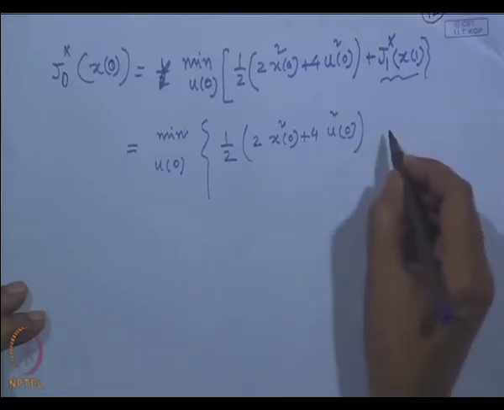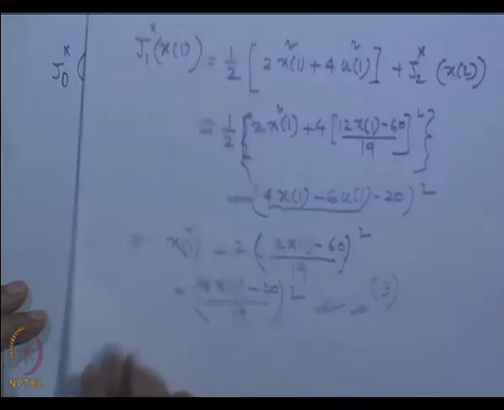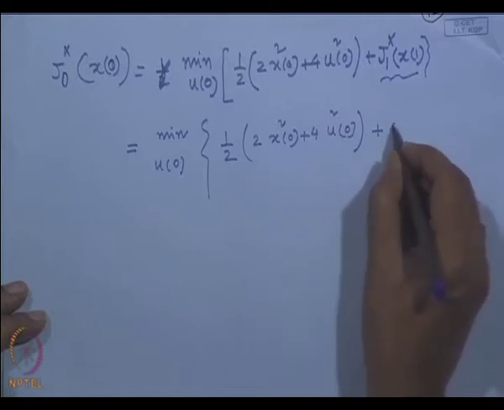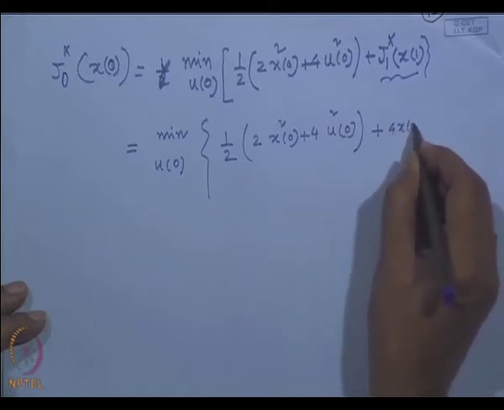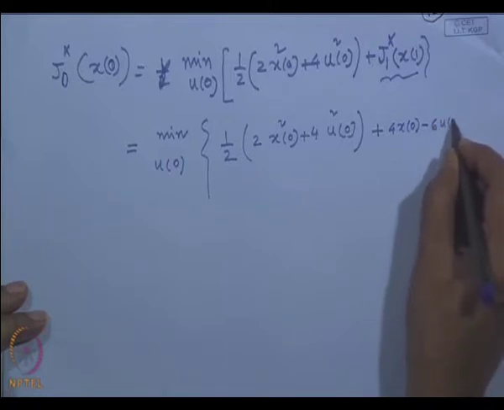So, in this expression the first term is x 1 square. x 1 square is nothing but 4 x 0 minus 6 u 0 whole square.